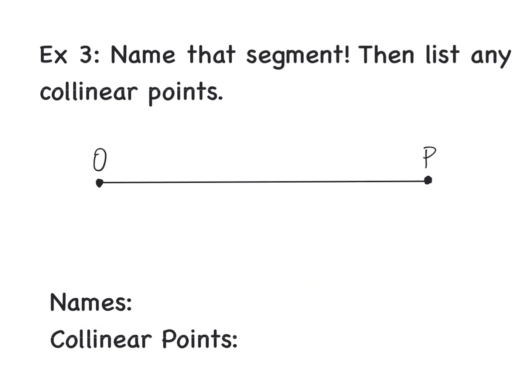Number 3, name that segment, then list any collinear points. Name that segment. What word do I put in front whenever I'm naming a line segment? Line segment or just segment. I'll take either one. So I'm just going to shorten it a little bit and say segment. And what 2 points do I use? OP. Just whatever the end points are, that's all you do.